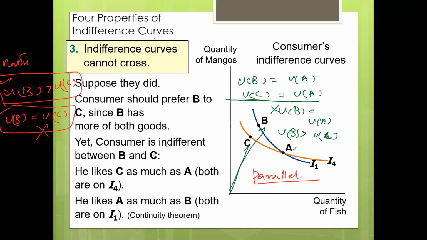rather than crossing. So definitely they will not cross each other, because if they cross, they will break the rule that we are discussing here. Okay, so this is why indifference curves do not cross each other. Okay, so let me clear it up and let's go to the next point.